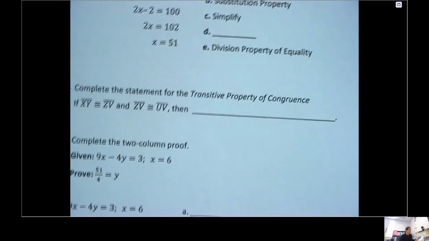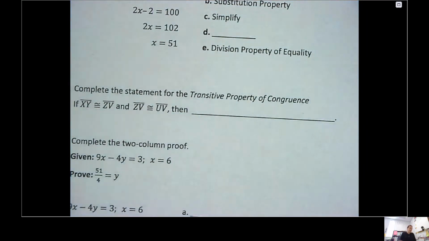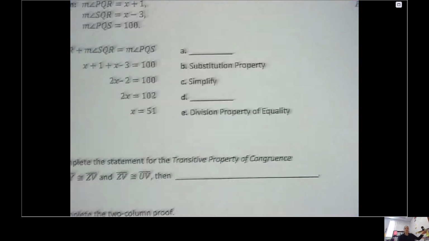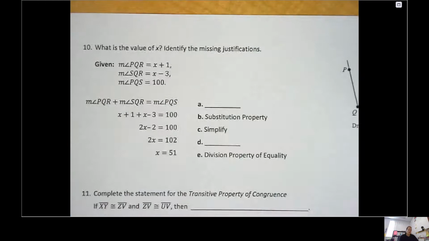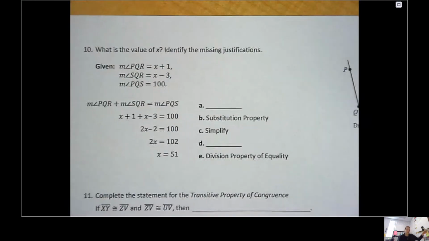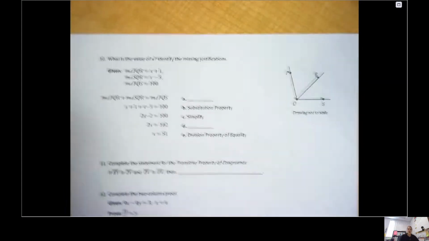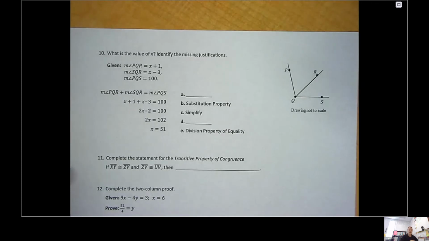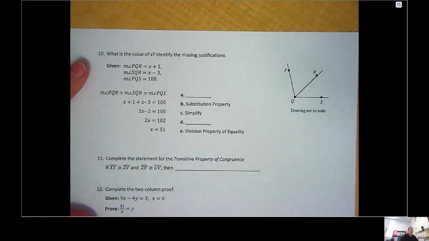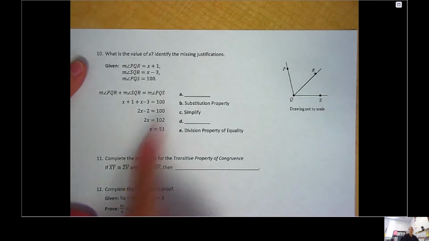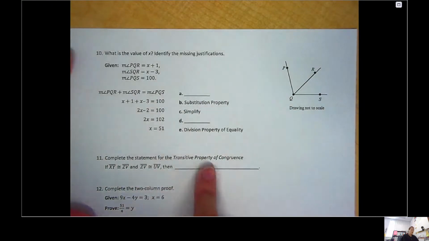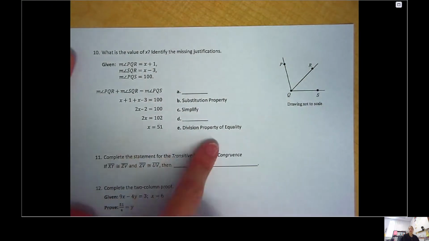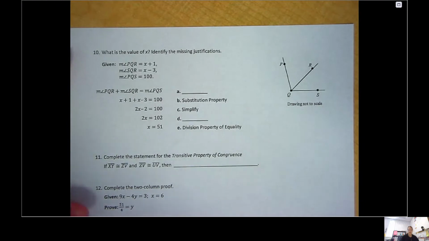Okay, in number 10, I have given you a couple statements. I've given you a picture. And all I want you to do is fill in the reasoning for each statement. So remember, this is a proof. On the left, you have your statements. On the right, you have your reasons. So I'm giving you all the statements. You just have to tell me what's the reason for each one.